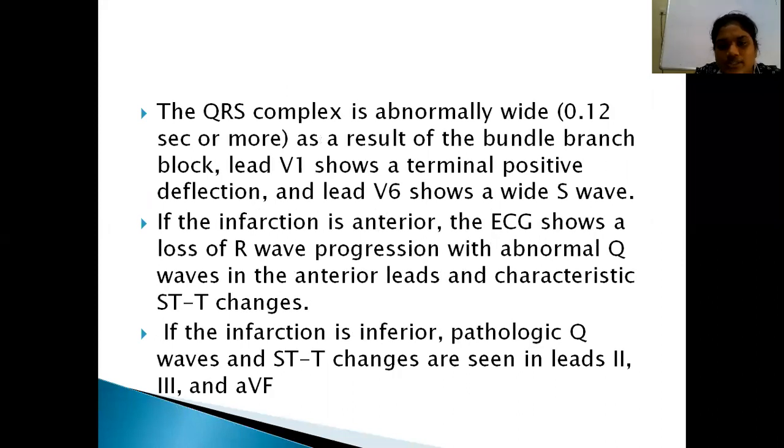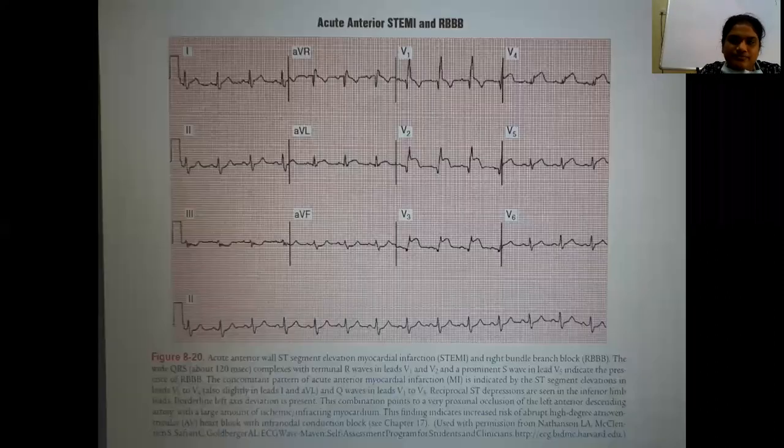The QRS complex is abnormally wide as a result of bundle branch block, with lead V1 showing a terminal positive deflection and V6 showing a wide S wave. If the infarct is anterior, the ECG shows loss of R wave progression and abnormal Q waves in the anterior leads. If it is inferior, pathological Q waves and ST segment elevations are seen in leads 2, 3, and aVF. So this is the acute anterior wall STEMI with RBBB.